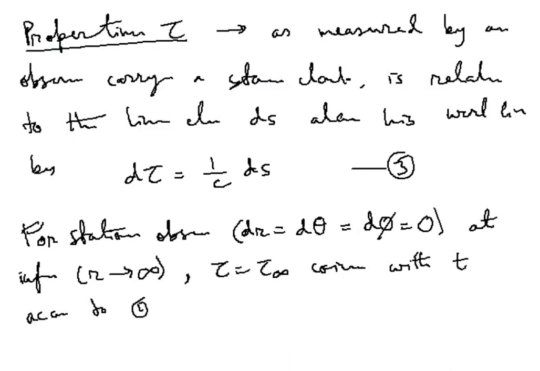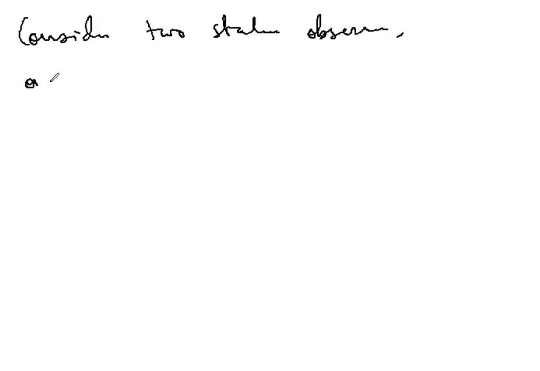This coincides with t. Now let us consider two stationary observers, one at r, theta, phi, and the other at infinity.